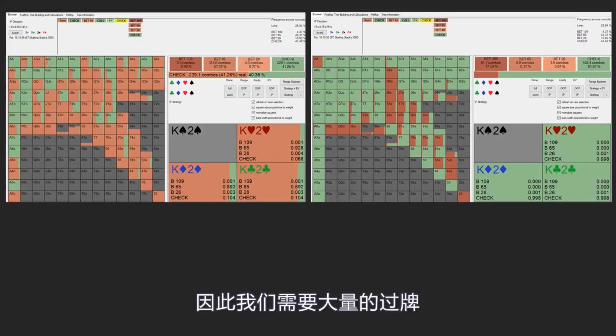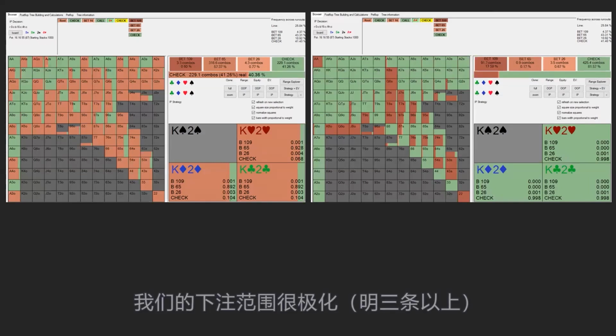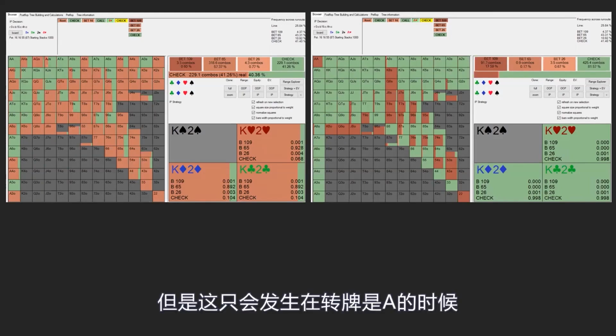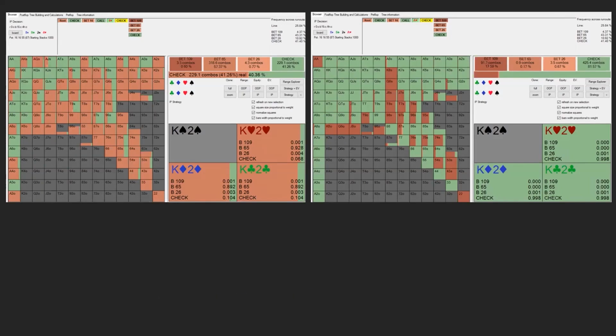So basically what happens is that we have to be checking quite a lot. And then when we do bet, we are actually overbetting or checking, and we bet a really polarized range of trips or better. But this only happens on the ace turn. That's why I said previously that I thought the example I actually did was not great. I could have picked something like King Deuce 4 instead of King Deuce Deuce.